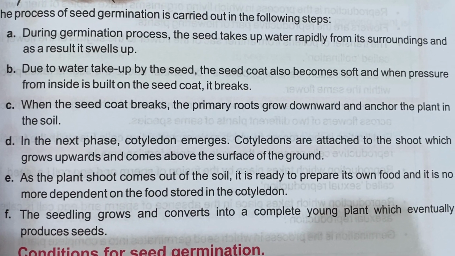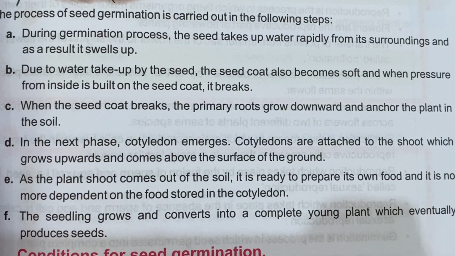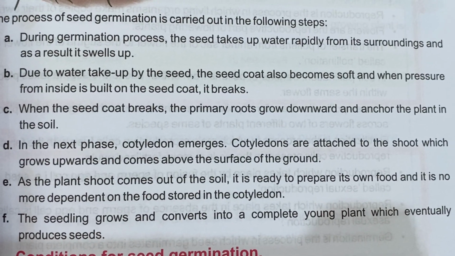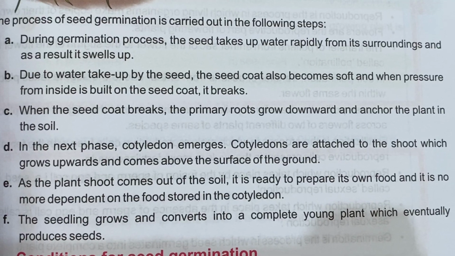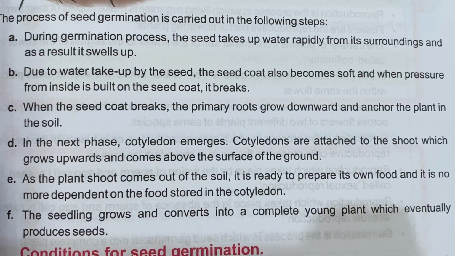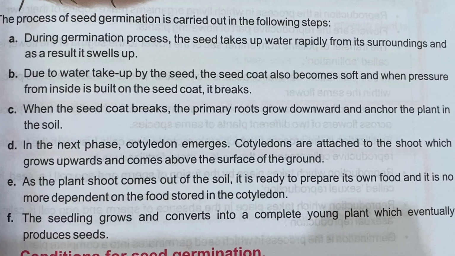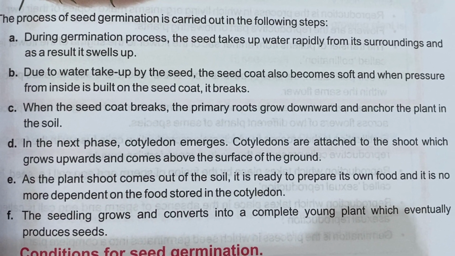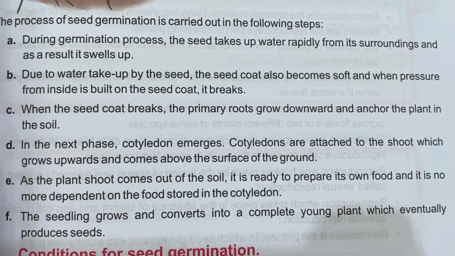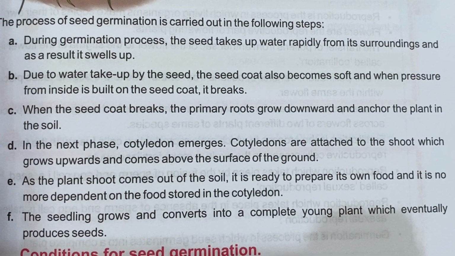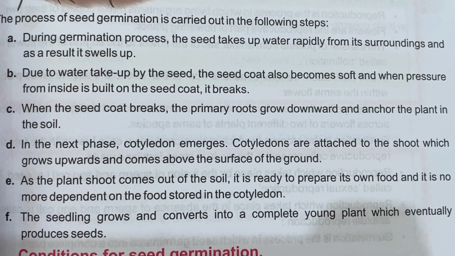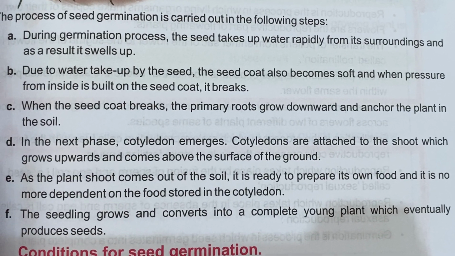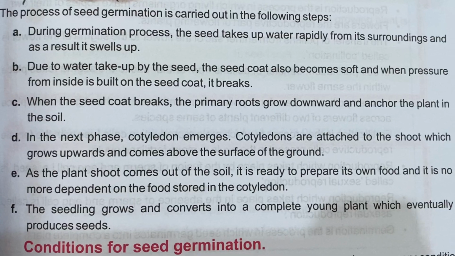In the next phase, cotyledons emerge, and cotyledons are attached to the shoot, which grows upward and comes above the surface of the ground. As a result, the shoot comes out of the soil. It is ready to prepare its own food, and it is no more dependent on the food stored in the cotyledon. The seedling grows and converts into a complete young plant, which eventually produces seeds.